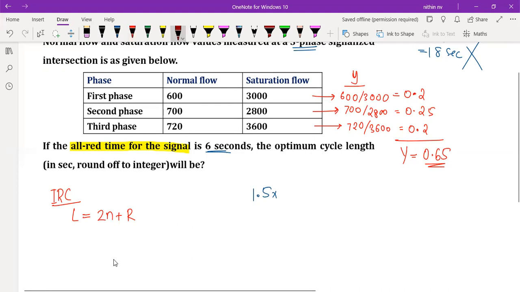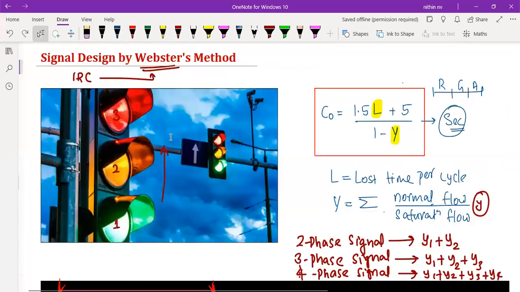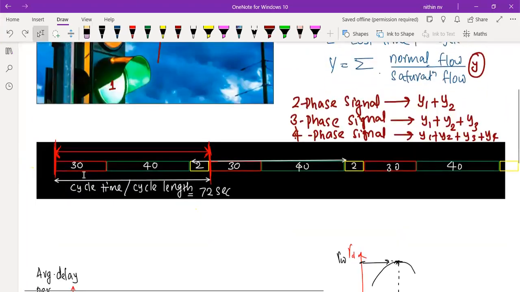Now in this equation, what is R? This R is what we are seeing in the question, the all red time, that they will give in the question. So please don't get confused. This all red time is not the red time we initially saw, the 30 seconds. That is simply red time. That's it. All red time is different.